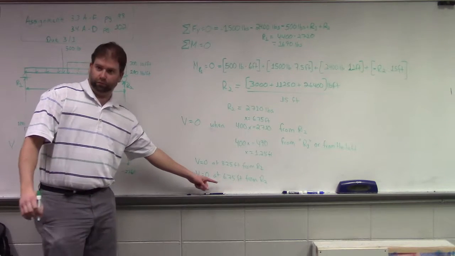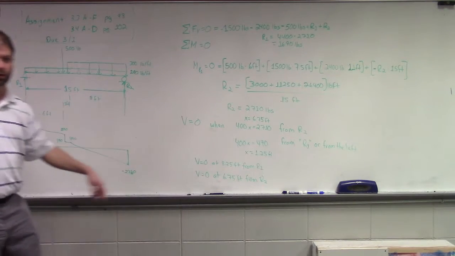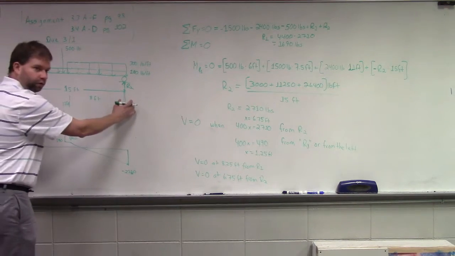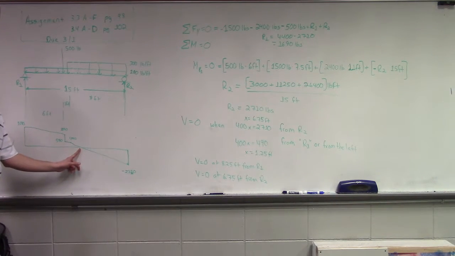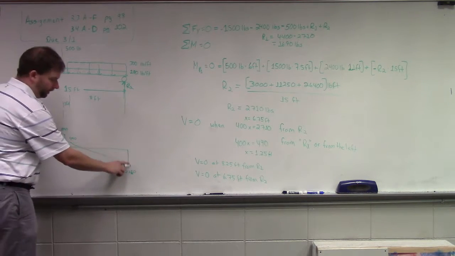Now, what do those add up to? 15 feet. So we cover our span. So we're saying that regardless of which side we're looking at it from, it's occurring at the same place. So what we could use, if you want, is we could calculate the area of this triangle.